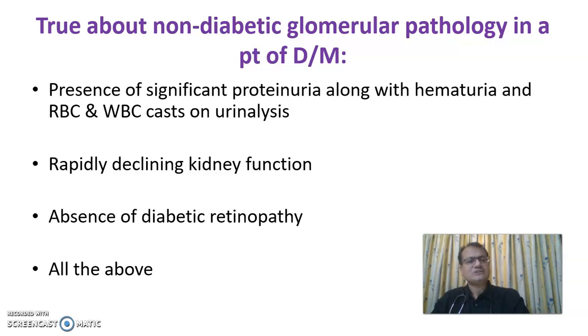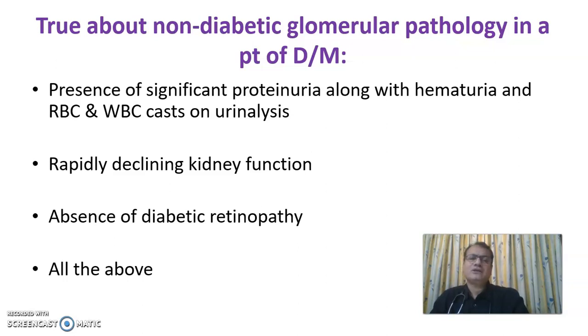So the answer to this question is all of the above, right? If we have, besides proteinuria, other findings on urine analysis like hematuria and cast formation, we need to think of other kidney pathology. Similarly, if it is a rapidly declining kidney function, again you need to think of some other kidney pathology, and absence of diabetic retinopathy is a point against diabetic nephropathy.